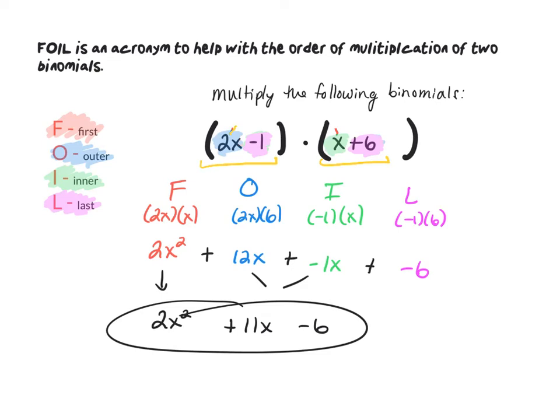The F will take this term of 2x and connect it to that x. The O step takes this 2x and multiplies it by that 6. So we can see that this term, 2x, was multiplied by both of the terms in this grouping. Now our inner step, the I step, would take this term, -1, and multiply it by this x. And then our last step takes the -1 and multiplies it by +6.